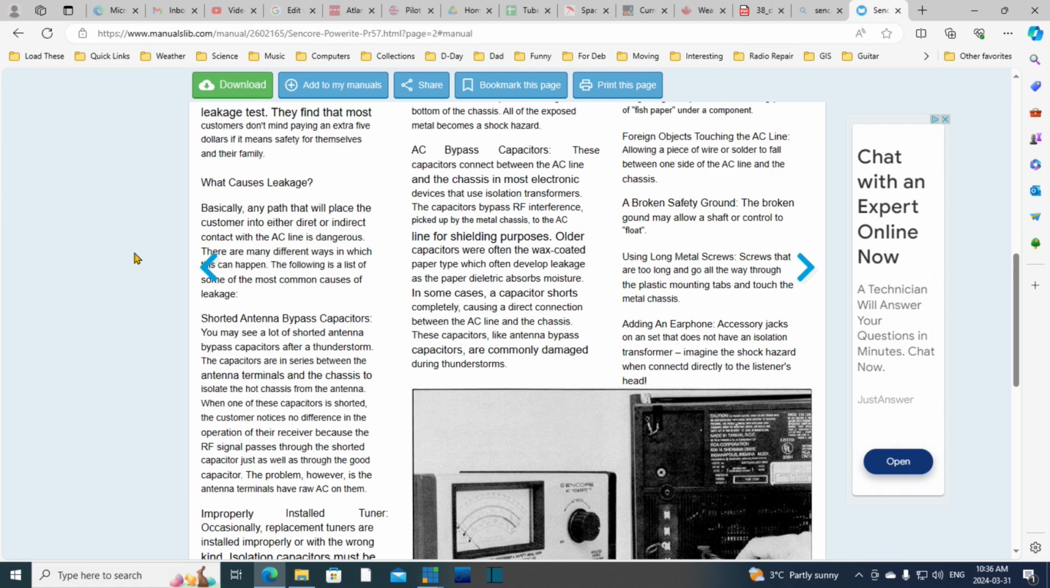And the leak can't be from the resistor or capacitor that tie to the chassis. So what is leaking? Where can a leak be? Here, they're going to give us some ideas. I'm just going to read through this, not quite as fast as I was reading earlier. Basically, any path that will place the customer in either direct or indirect contact with the AC line is dangerous. There are many ways in which this can happen. The following is a list of some of the most common causes of leakage.